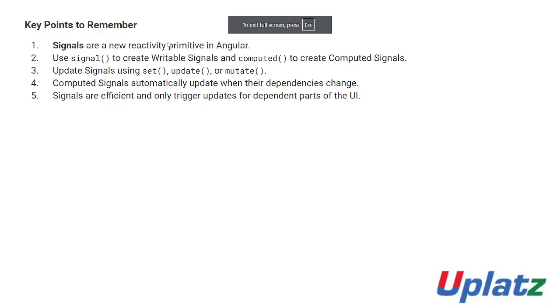Signals are a new reactivity primitive in Angular. Use signal to create writable signals and computed to create computed signals. Update signals using set, update or mutate. Computed signals automatically update when their dependencies change. Signals are efficient and only trigger updates for dependent parts of the UI.